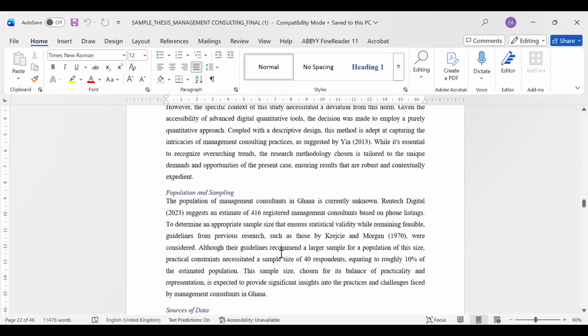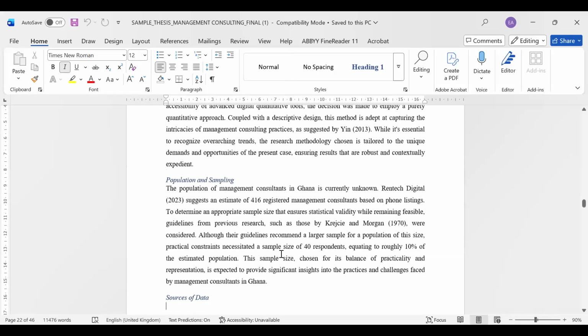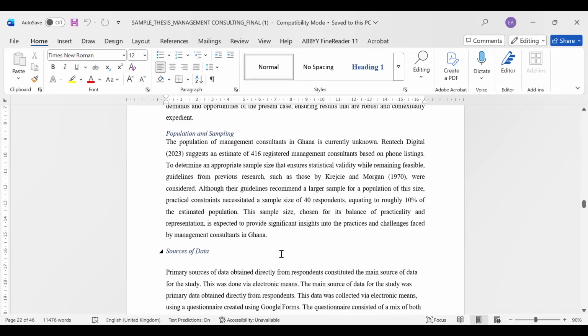So that is that. There's more on data population and sampling, which will be in a handout I will send to you. There's also more information in the video on the LMS. Now, the next section you need to discuss is the sources of data.